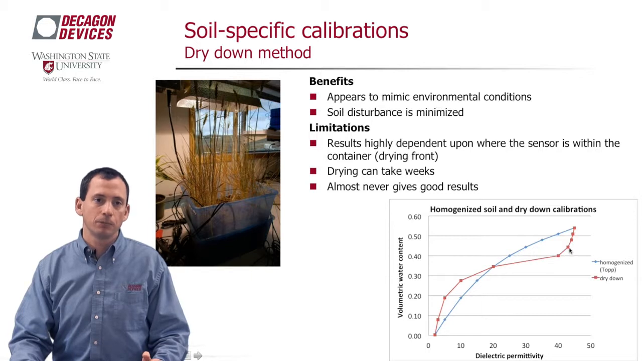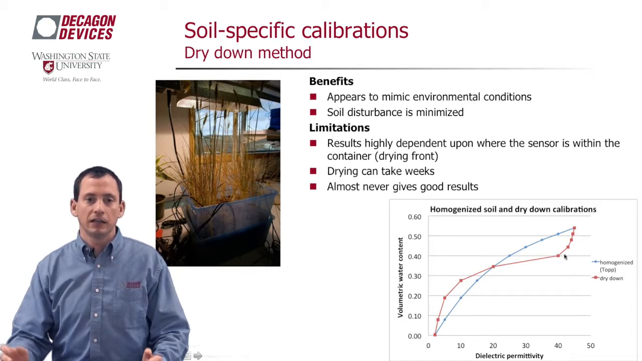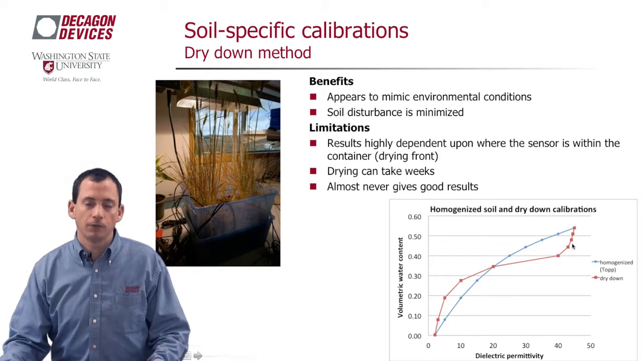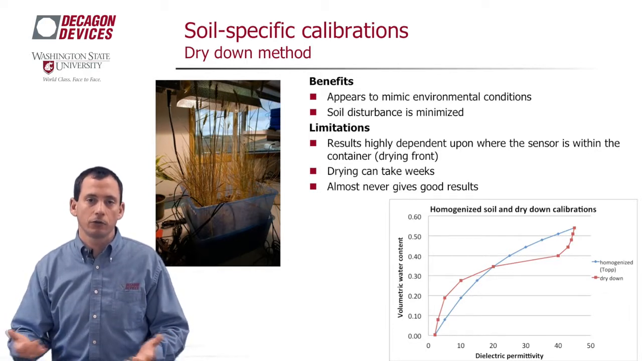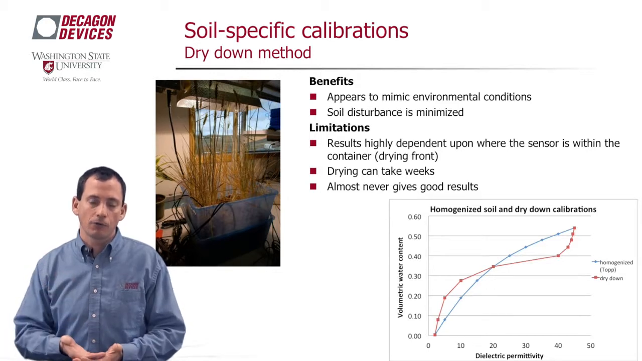So what happens here is you start with this very wet soil, okay, and everything's homogeneous. And so you get a good point. But then the soil starts to dry down, and so you see a big, steep decrease in the volumetric water content, okay? But you don't see a corresponding decrease in the dielectric permittivity. Why is that? Well, if you spend much time working with soils, you know that when soils dry out, they don't dry out evenly from the entire profile.